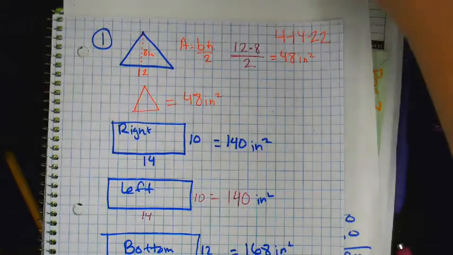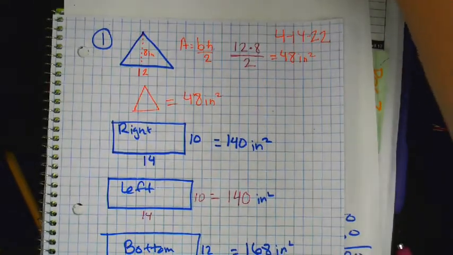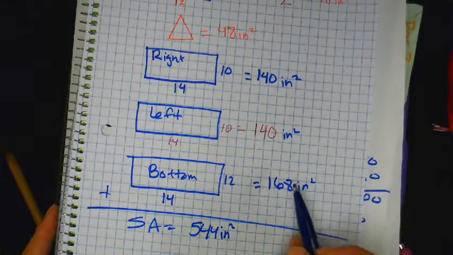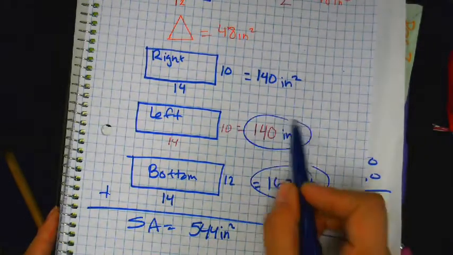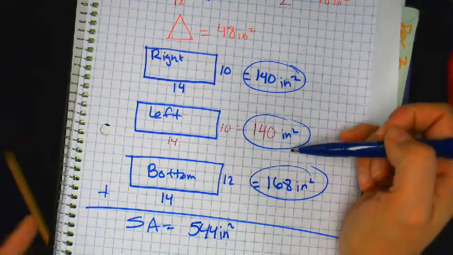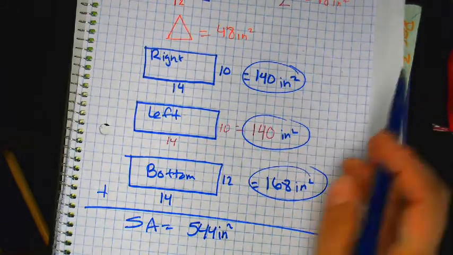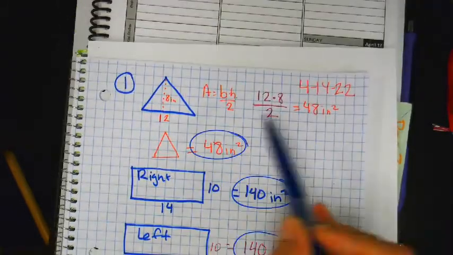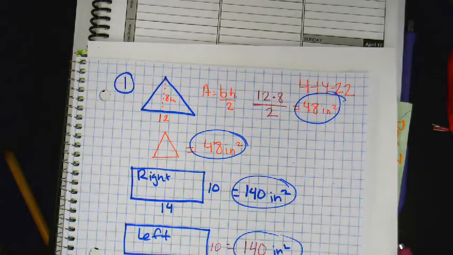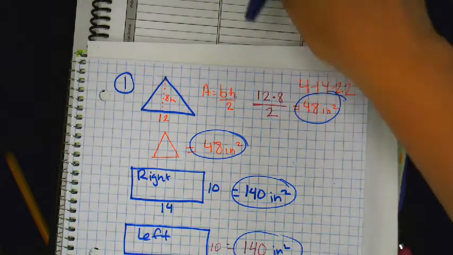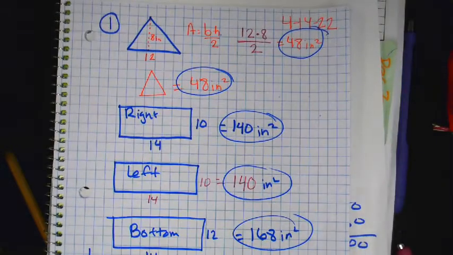Did you add 168, 140, 140? I mean, 140 plus 140, that's 280 right there. Plus 168 plus 48 and another 48. It's like you're counting your birthday money. You don't want to not count what your uncle gave you. Count all of it.